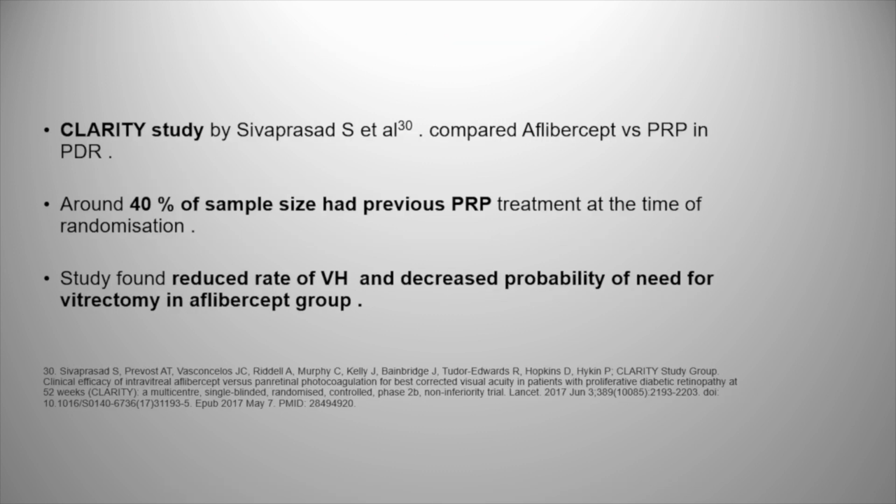The CLARITY study compared aflibercept versus PRP in PDR. Around 40% of the sample had previous PRP treatment at the time of randomization. The study found reduced rate of VH and decreased probability of need for vitrectomy in the aflibercept group.